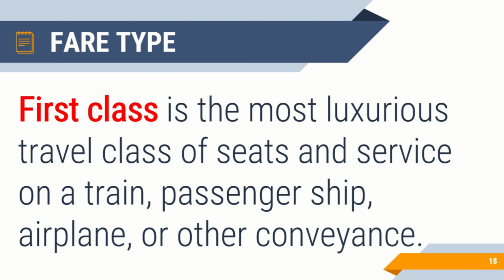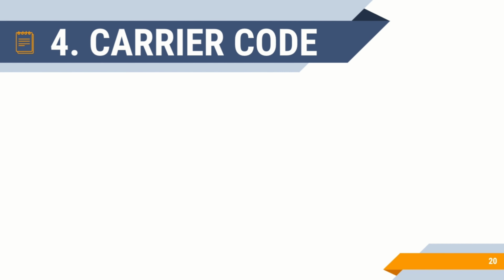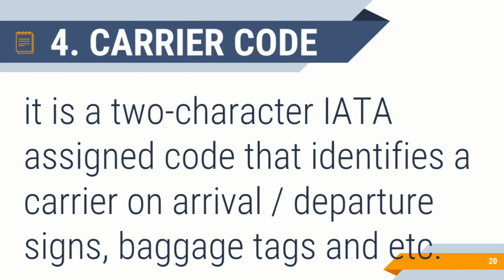Number 4 is the carrier code. Carrier code indicates which carrier the airfare applies to. Carrier code is a two-character IATA assigned code that identifies a carrier on arrival or departure signs, baggage tags, and etc. The fifth one is the MPM.